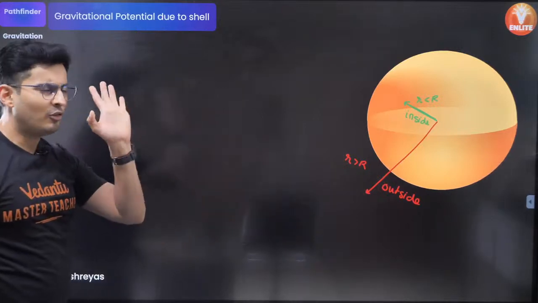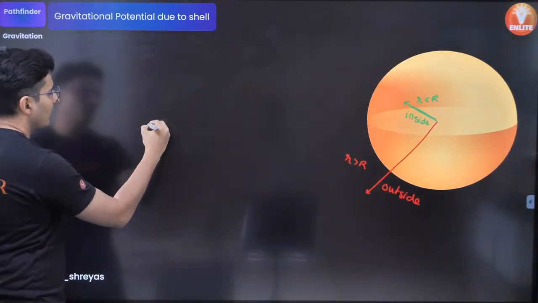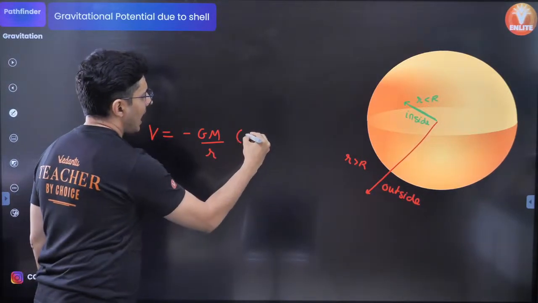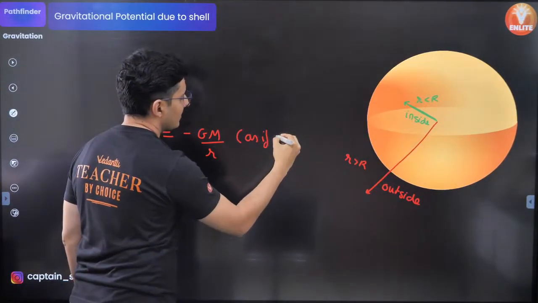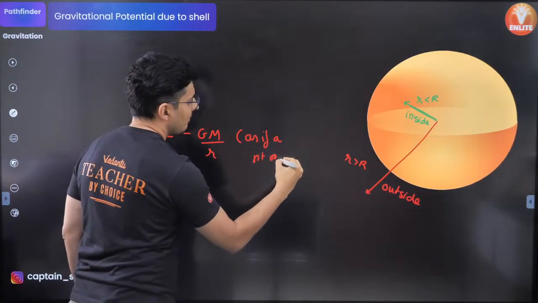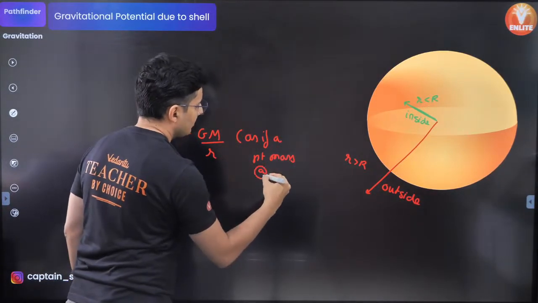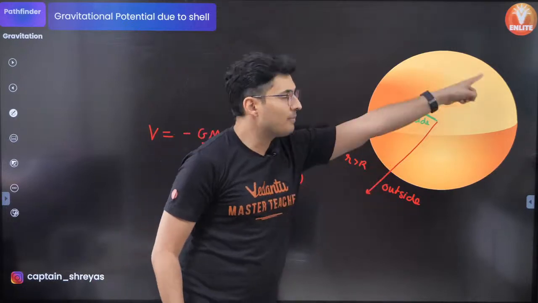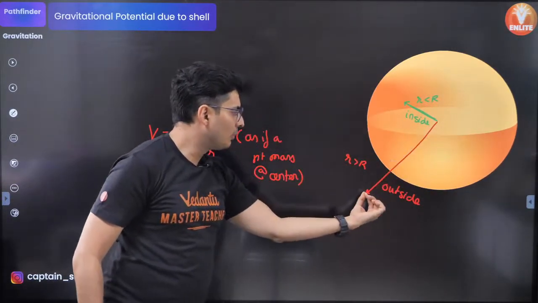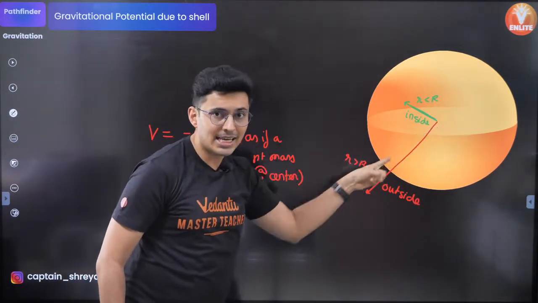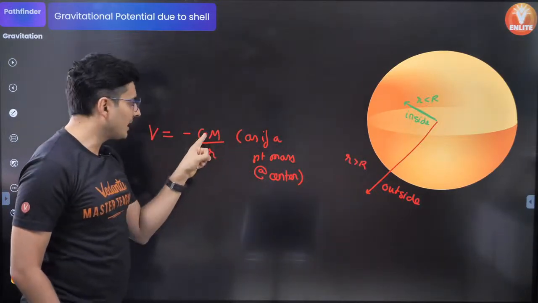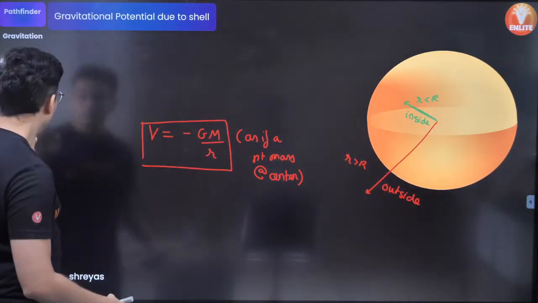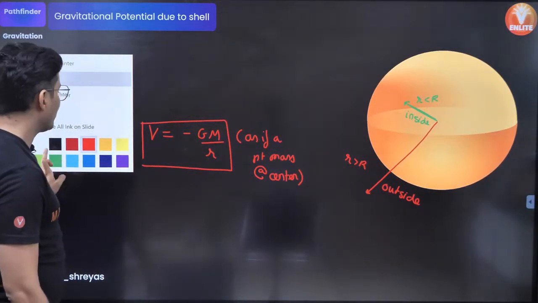When you are outside, the formula is simple. The formula for potential is just minus GM by r. It's as if there is a point mass at the center. Look at this. If the entire mass of the shell was at the center, the potential at this point will be minus GM by this distance. It's exactly the same formula. No difference at all. But the catch is when you are inside.